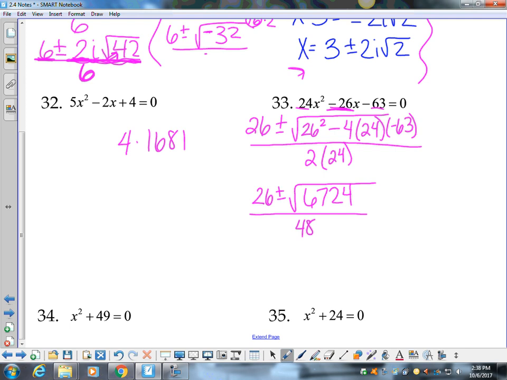25 doesn't go. 36. Let's try 49. Nope. 64 is not going to go. 81 won't go since 9 didn't go. Let's try 121. Nope. 169. Nope. 6724. All right, I'm going to pause this while I find it.